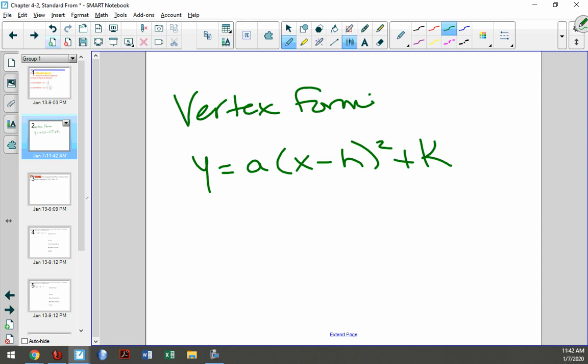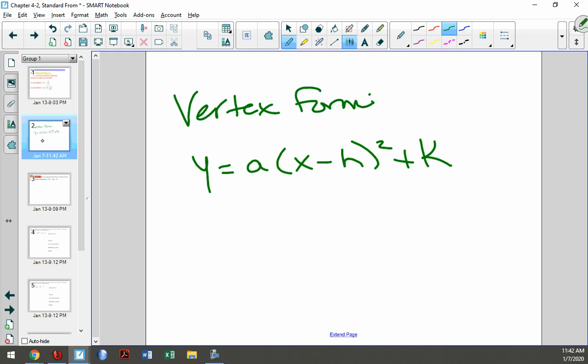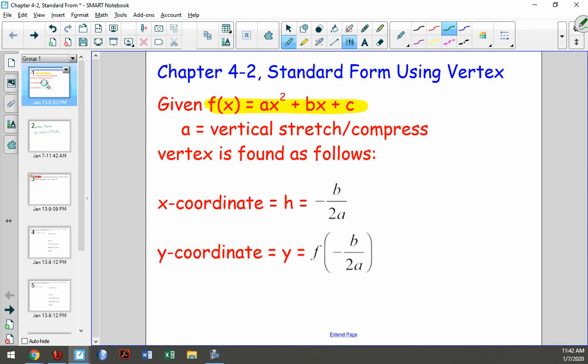You guys know up, down, left, right, stretch, compress, reflect. You know all about that function, don't you? It makes complete sense to you. However, this function, ax squared plus bx plus c, you don't know much about. So our goal today is to take an ax squared plus bx plus c and turn it into y equals a(x minus h) quantity squared plus k. That is our goal. Because if you put it in this form, then you know a lot about it, don't you? So how do we go about doing that?